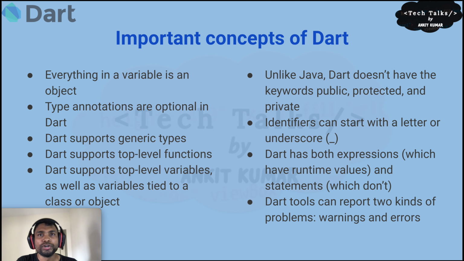The Dart tool can report two kinds of problems, warnings and errors. Warnings are just indications that your code might not work, but they don't prevent your program from executing. Errors can be either compile time or runtime. A compile time error prevents the code from executing at all. A runtime error results in an exception being raised while the code executes.